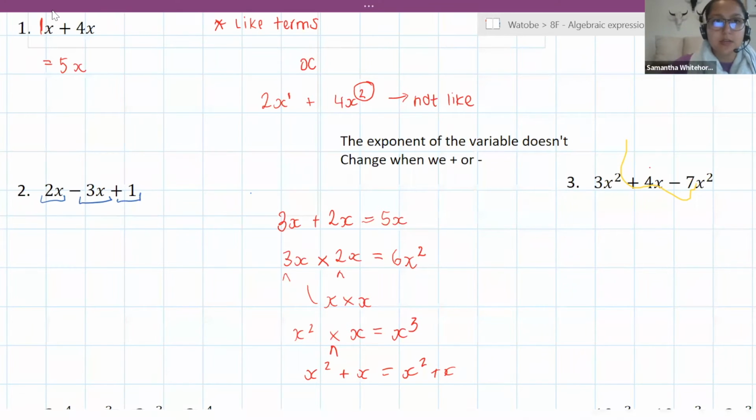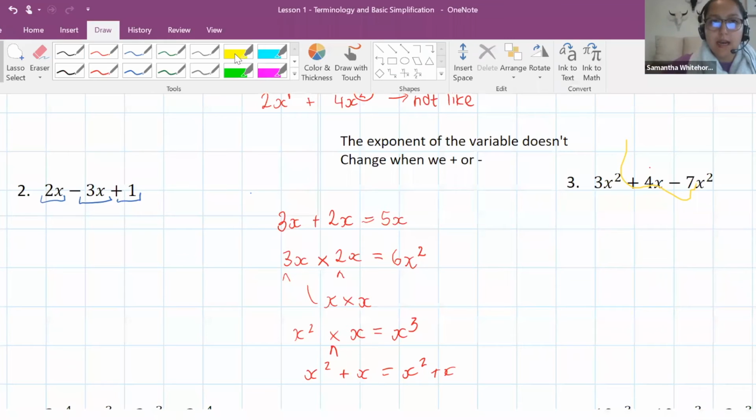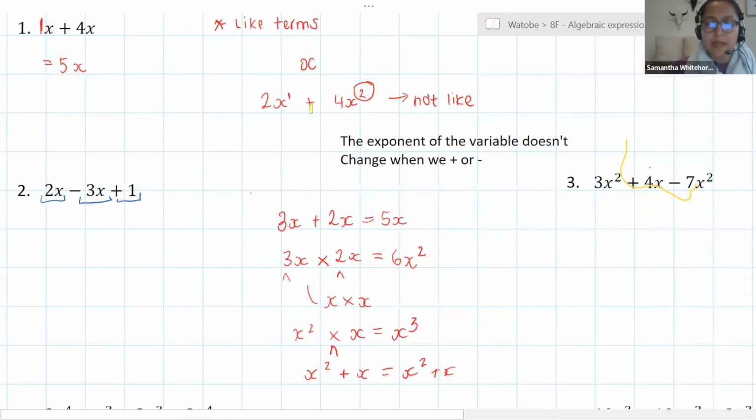If you're someone who loves color, get a highlighter or a Koki or a pen, and we can just highlight like terms for ourselves. Remember, a like term is a term that has the same variable and the same exponent. Would we agree that 2x and minus 3x are like terms because they've got exactly the same variable and exactly the same exponent? If you don't agree, okay, good, yes.